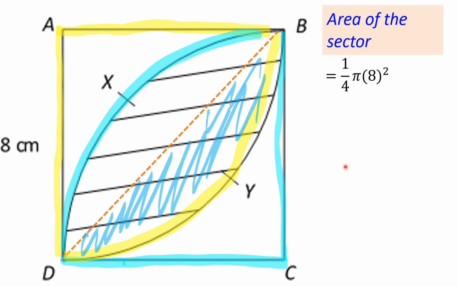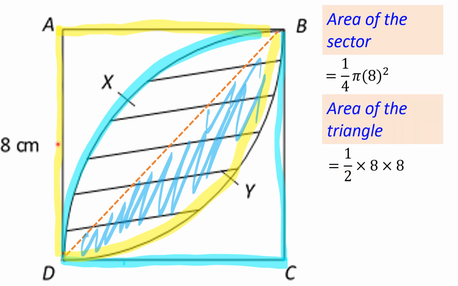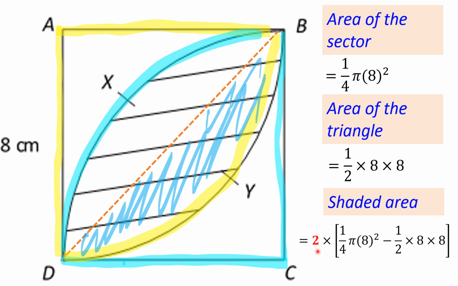So I can find the area of the sector, and then to find the area of the triangle, it is simply half times base times height, because ABCD is a square, so both sides are the same length. With this, to find the shaded area, it is 2 times the area of the sector minus the area of the triangle. With this, we are done.